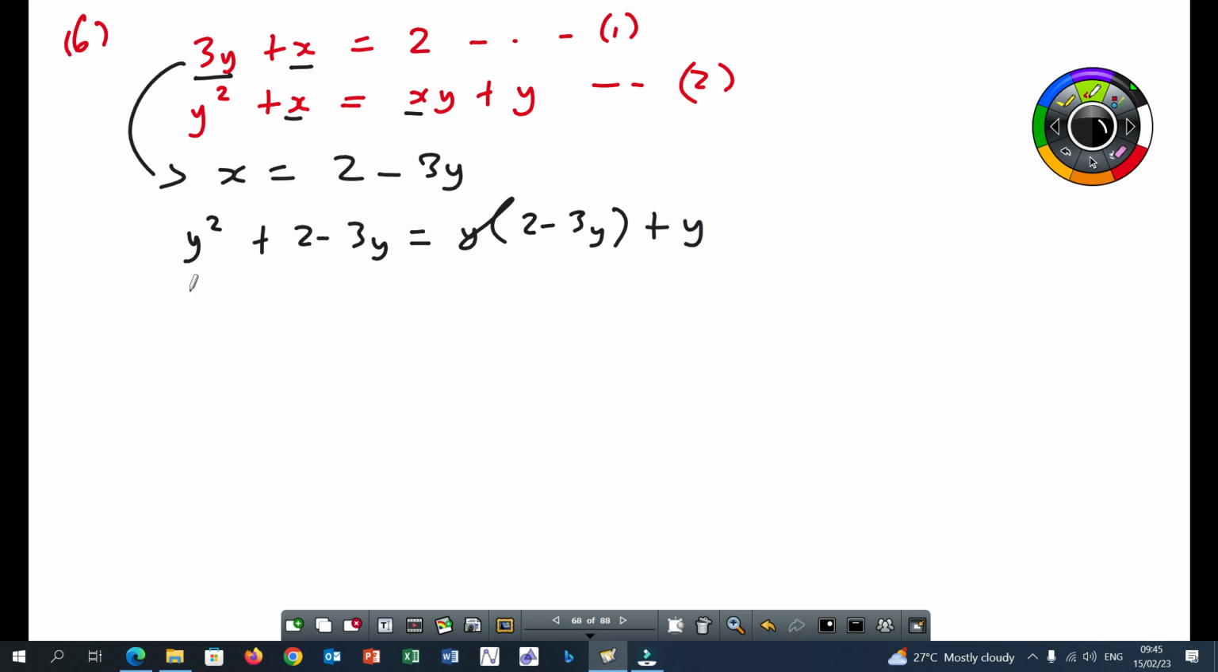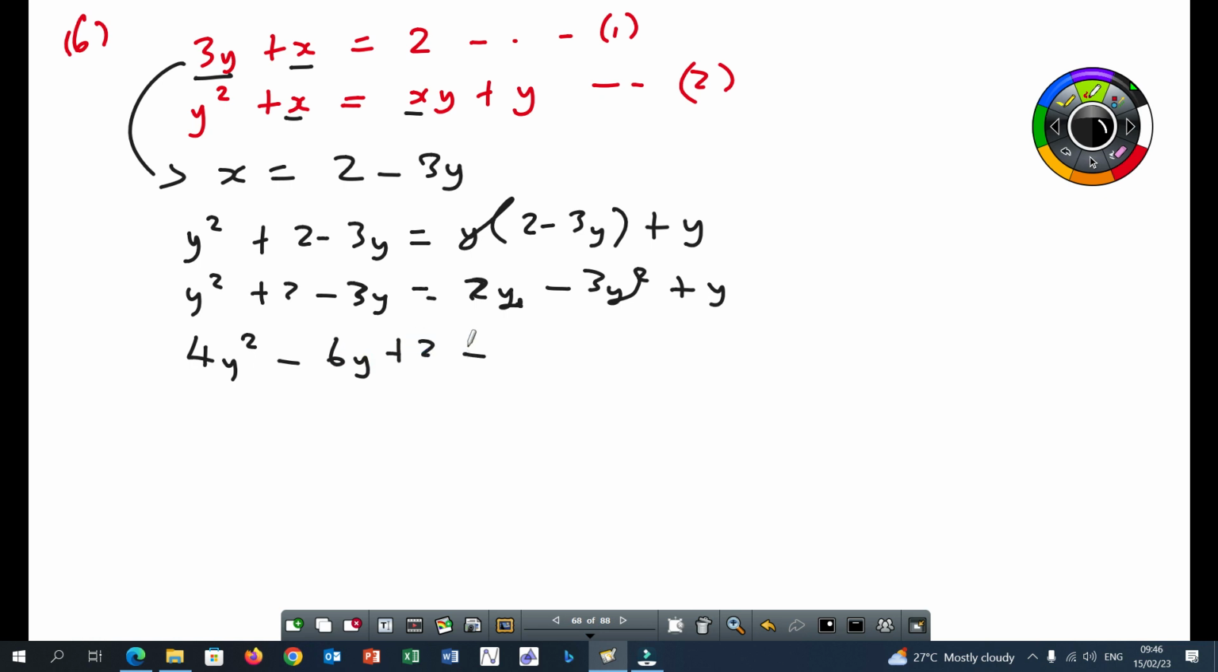Then you have y squared plus 2 minus 3y equal to 2y minus 3y squared plus y. Right? Then you get 4y squared, so that will be 3y. Then I'll get minus 6y. Okay, plus 2. This is 0.